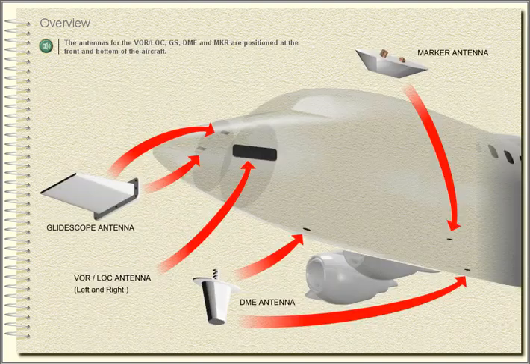The antennas for the VOR localizer, glide slope, DME and marker are positioned at the front and bottom of the aircraft.